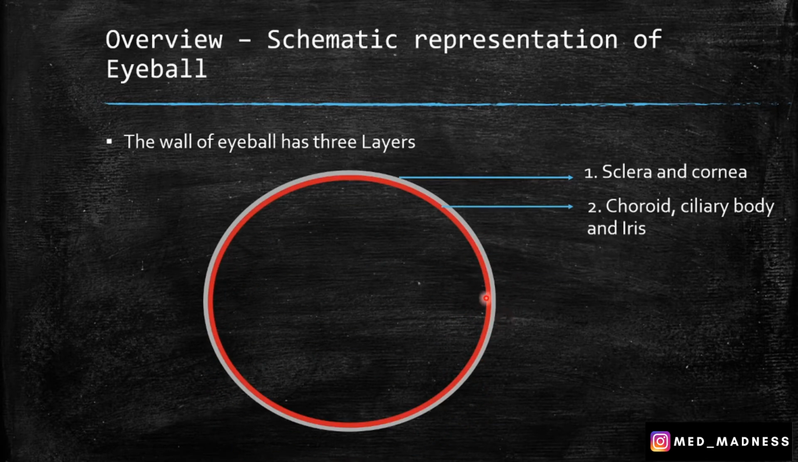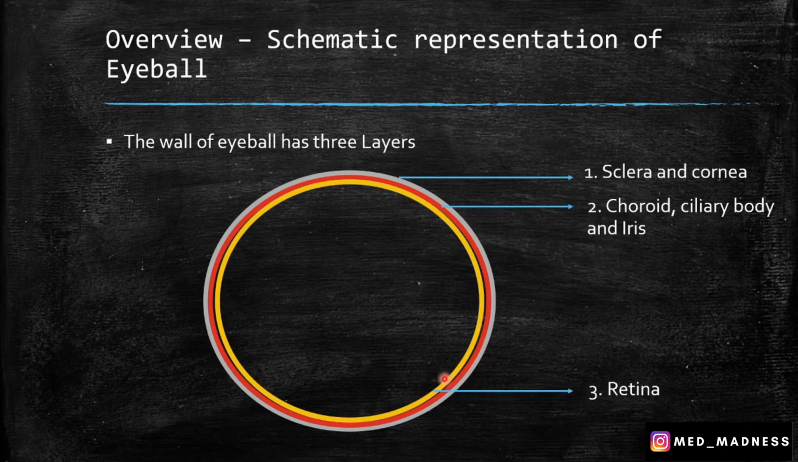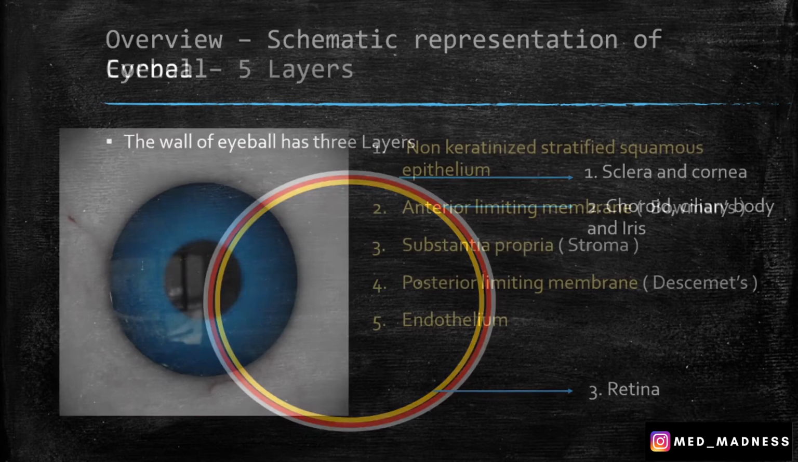The middle highly vascular structure, we call it as choroid. Note that the anterior portion of a choroid continues as ciliary body and iris. The innermost layer, we call it as retina. Now what I'm going to do in this session, I'm going to take a section of a cornea and we'll see the thickness of the cornea.